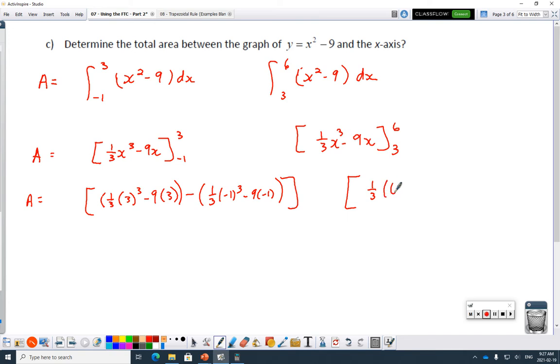6 cubed minus 9 times 6. Subtract 1/3 3 cubed minus 9 times 3. And I got distracted there, so I want to check all of this here. 1/3 3 cubed minus 9 times 3. Yeah, that's right. And that's all in a nice bracket there. Just going to make this bracket a little bigger.